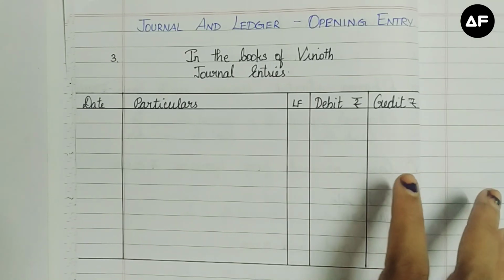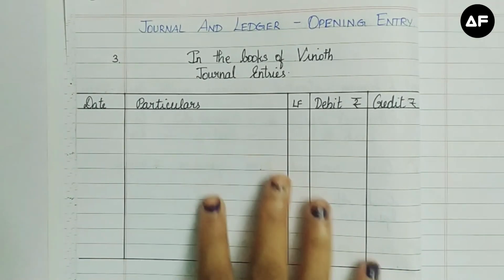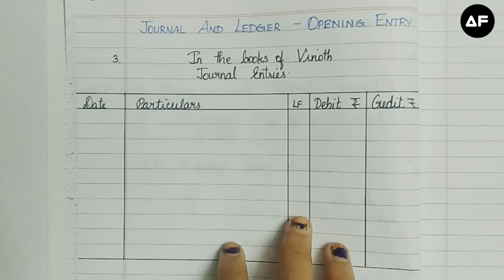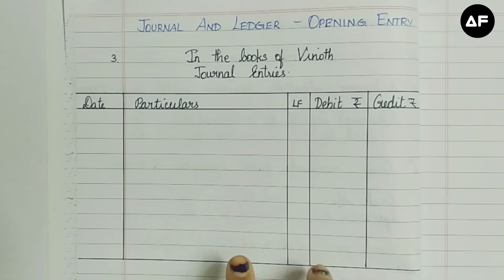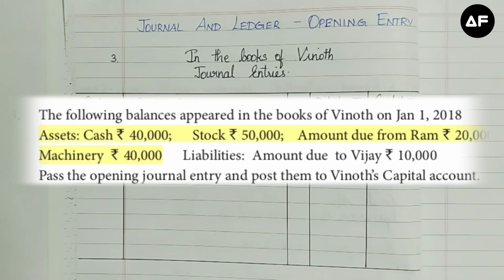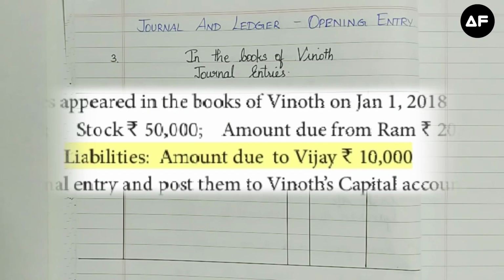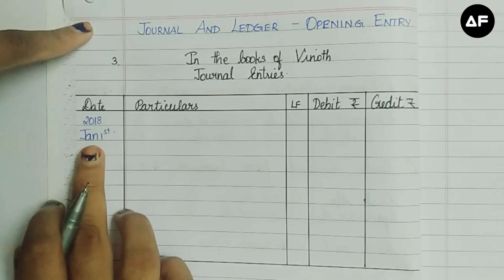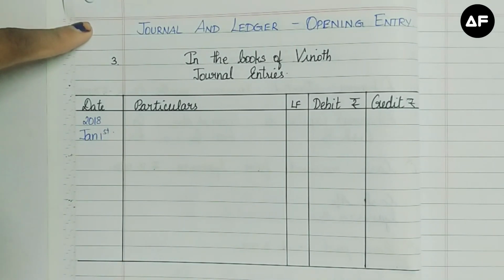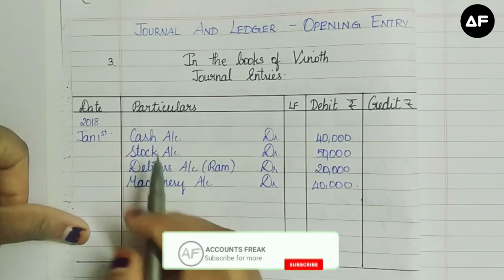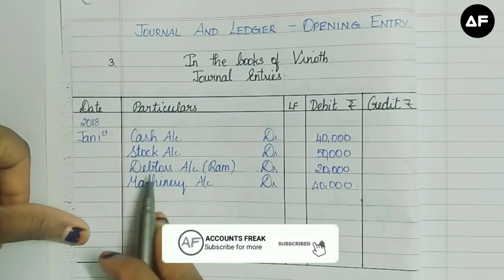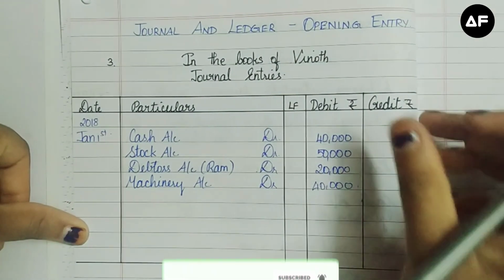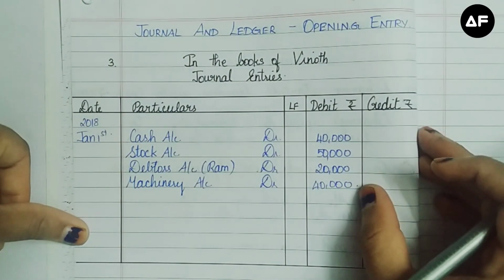So we are going to do an opening journal entry. I've written out the format of the journal entries and we're going to record it into this format. It is very easy. The assets which are given in the sum are recorded as debit and the liabilities are recorded as credit. So I've written down the date 2018 Jan 1st. Now I'm going to list out my assets. I've recorded the cash account data, stock account data, debtors account data, machinery account data, and all the respective amounts in the debit column.